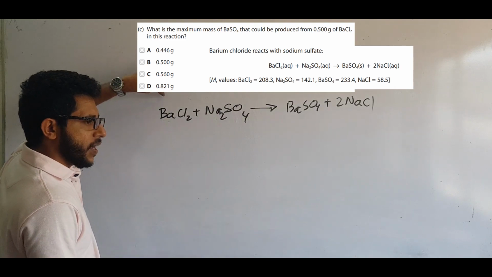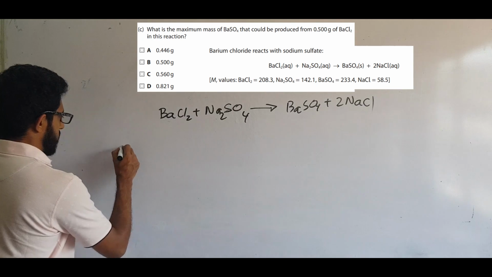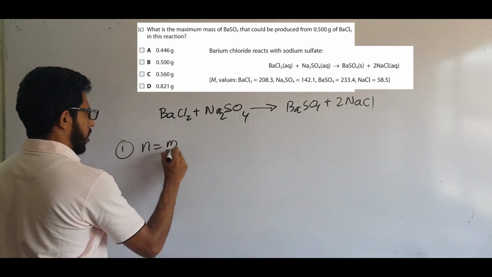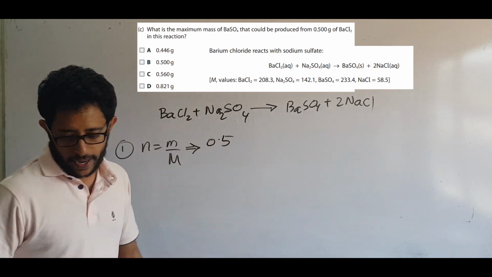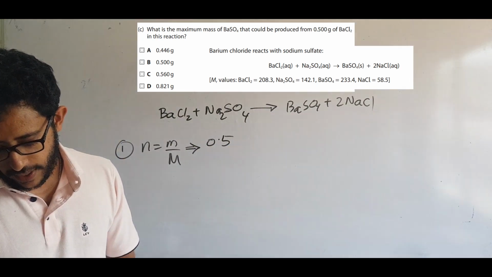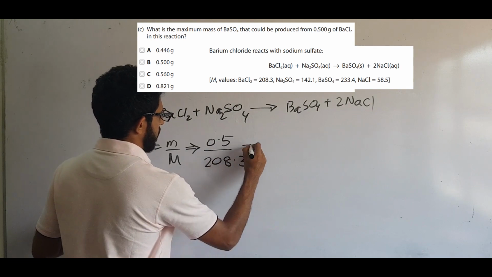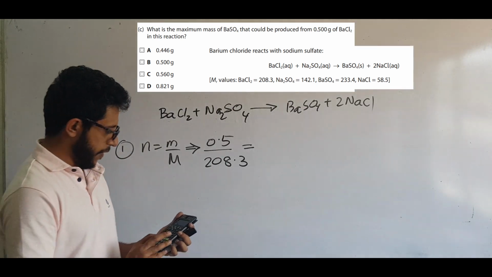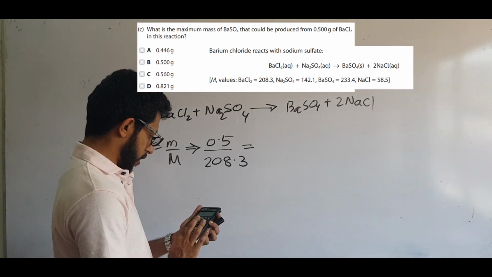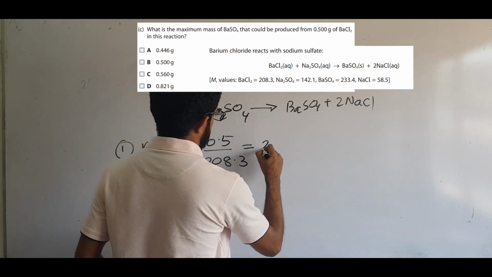Okay, so the data you are given is barium chloride. They are asking barium sulfate. Right. So the first step, amount, mass over molar mass using the data you find. So 0.5 barium chloride is given as 208.3. So in this case, the answer becomes 0.5 divided by 208.3, 2.4 × 10^-3.